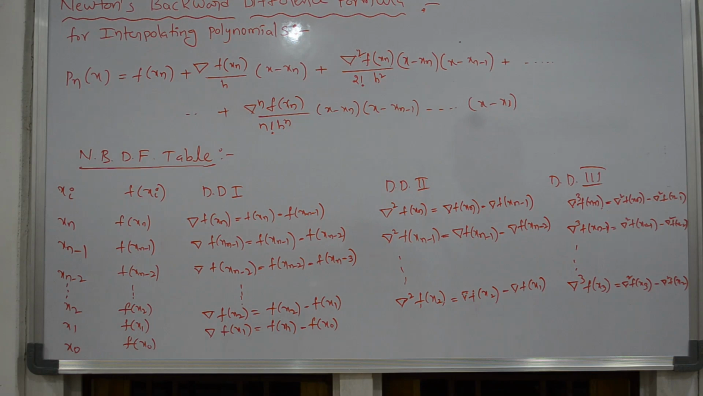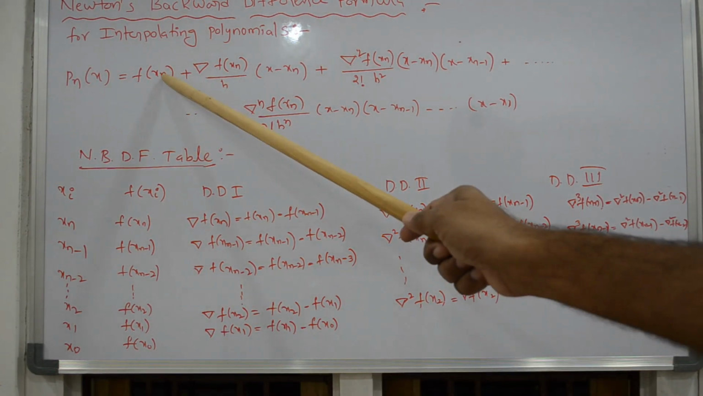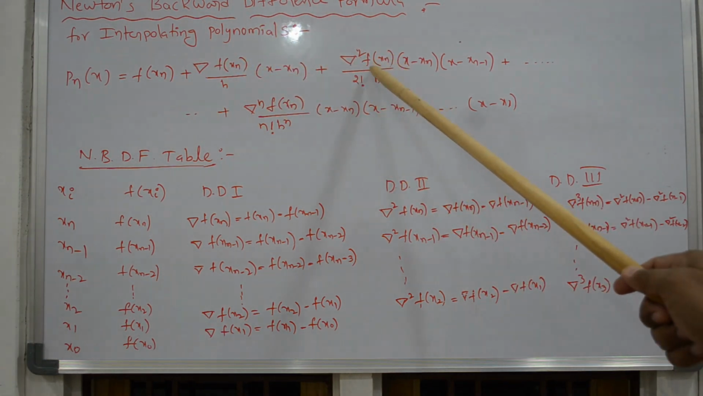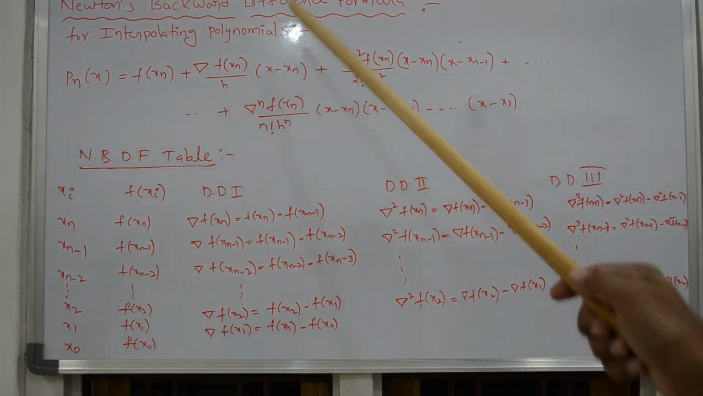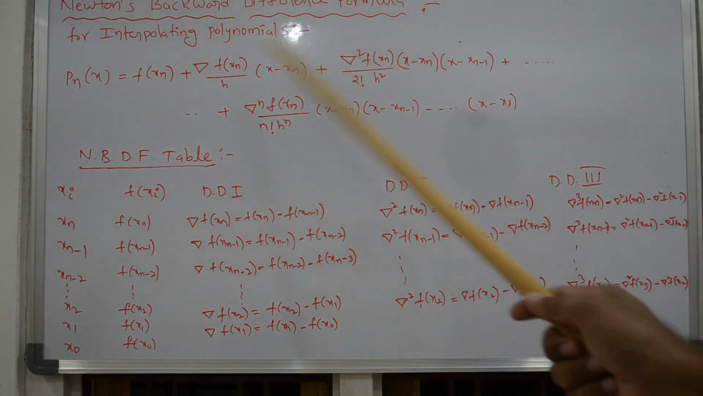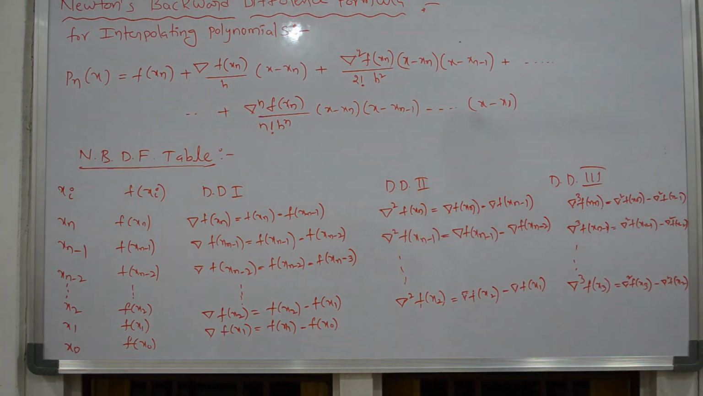So in the Newton forward difference formula, what are we using? We are using f of x0 and delta f of x0, delta square f of x0. In the forward difference formula we use the x naught values, and here we use the xn values.